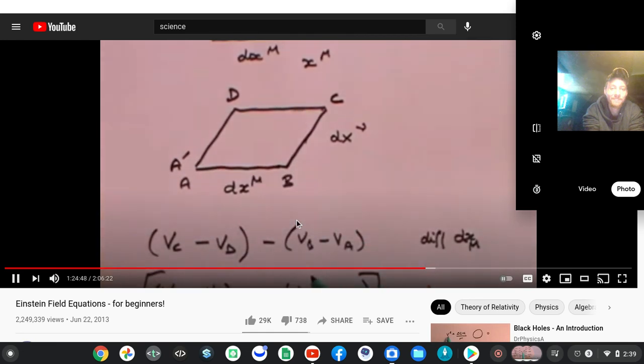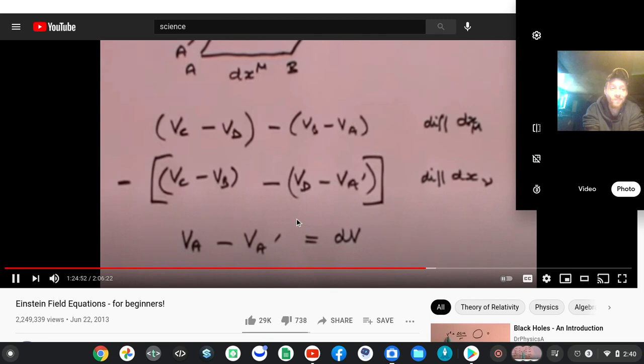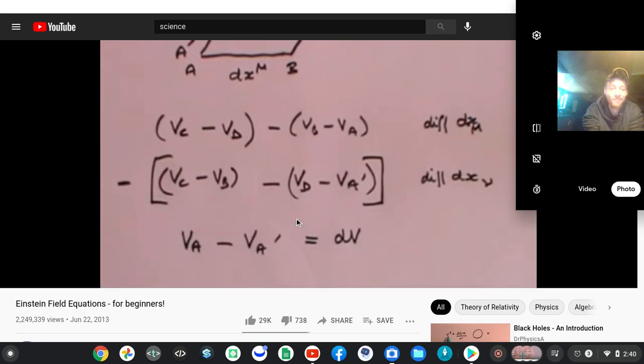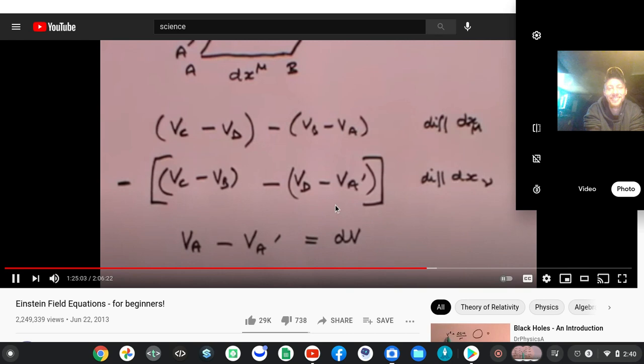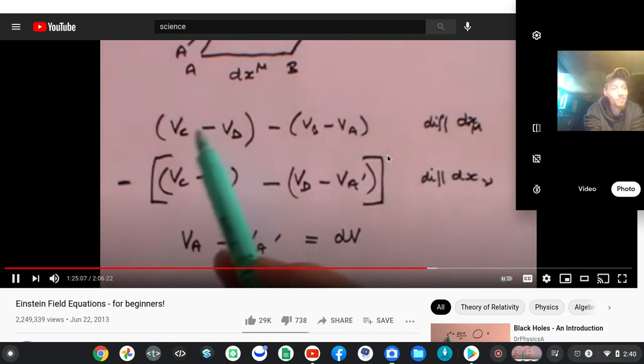As I say, in flat space, no problem. dv will be 0 because there won't be any change. It will just parallel transport round. It will come back to the same magnitude and the same direction. But if it's in curved space, there will be a difference, not in length, but in angle of the vector. Now let's take this first term here.